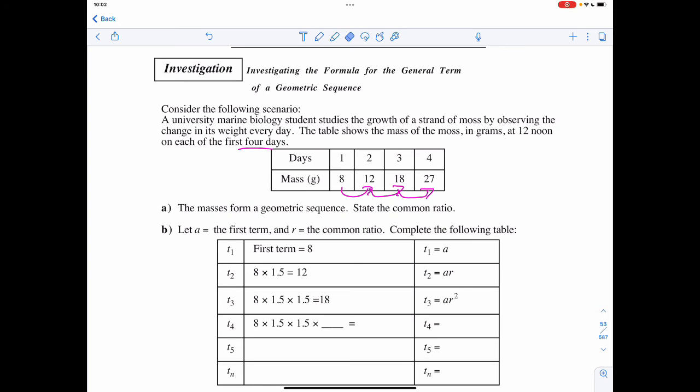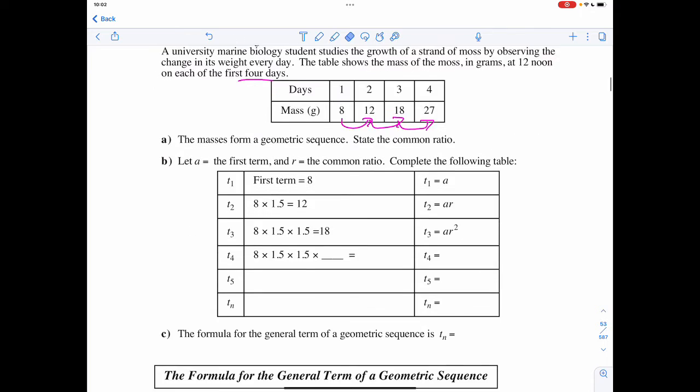We can see that it's not changing by a set amount. It's not increasing by 4 every single time. So it looks like it is geometric. If I take the second term divided by the first term, I'm going to get 3 over 2, or 1.5.